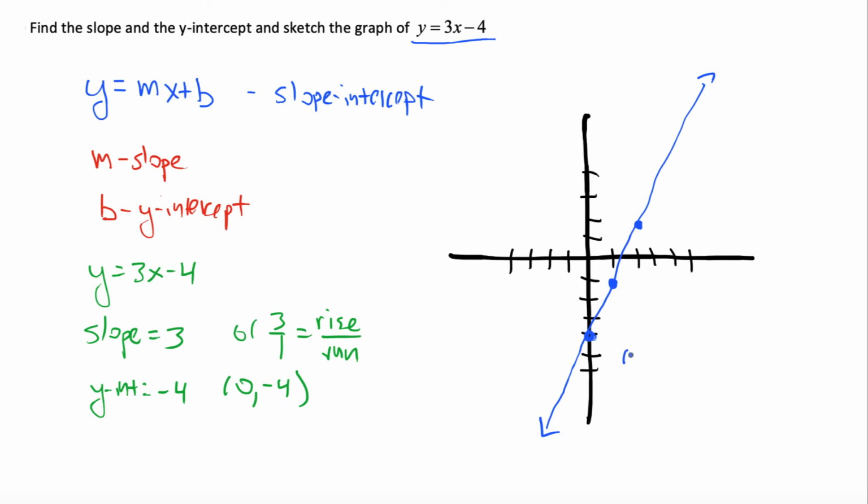So what do we mean by that? Remember, every point on the line has some xy ordered pair value. For example, we know this is 0, negative 4. We know that this is the point 1, negative 1. So on and so forth. This is the point 2, 2. But you notice that if x is 2 and y is 2, and you plug those values back into the equation, it actually works out. So every point on the line will be a solution.